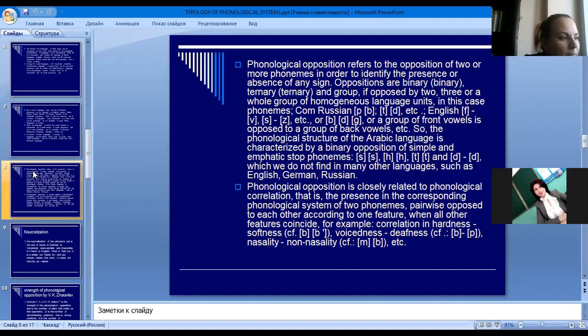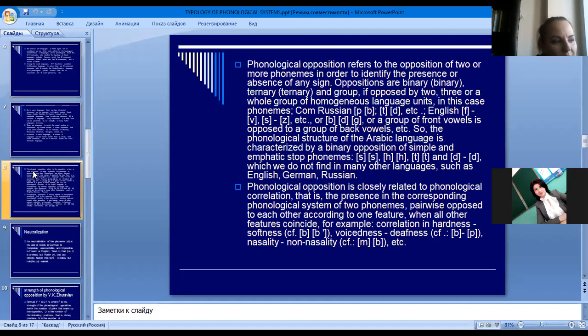The structure of the phonemic inventory is important for establishing the typology of the corresponding language. One of the components of the structure should be considered the quantity and quality of oppositions and correlations. Phonological opposition refers to the opposition of two or more phonemes in order to identify the presence or absence of any sign.